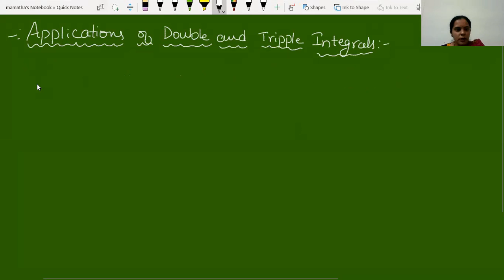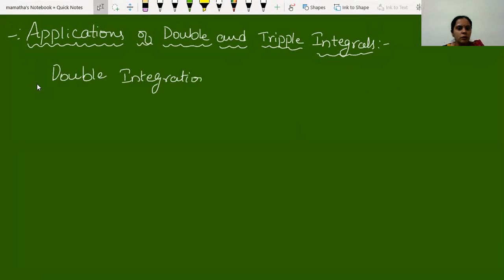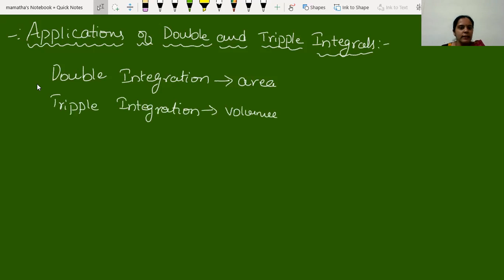So from double integration, we can find out the area, and from the triple integration we can find out the volume. Let us see how it will be.